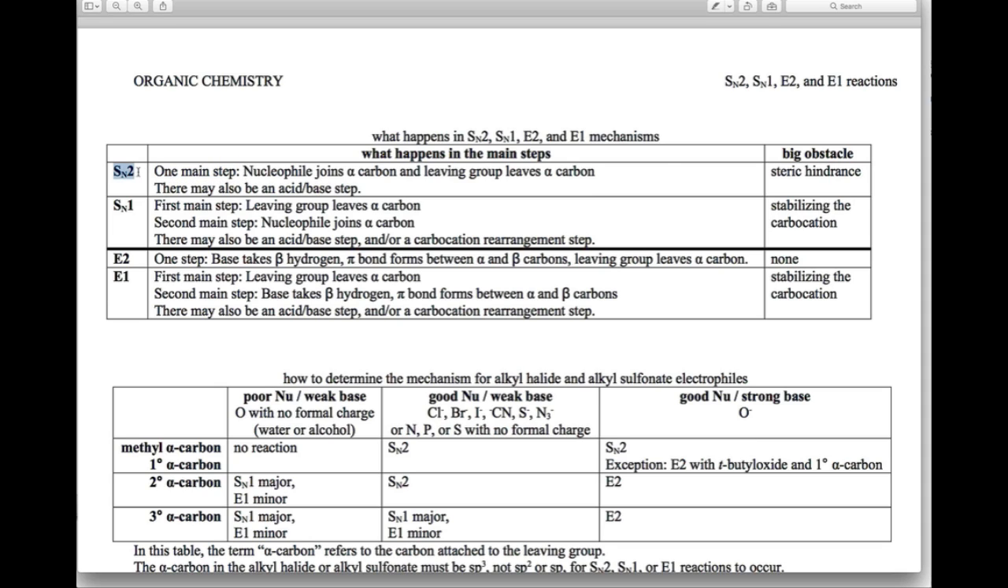And what happens in the main step of the SN2 reaction is this. The nucleophile joins the alpha carbon and the leaving group leaves the alpha carbon. So notice that means that really there's two things that happen in this one step. The two things that happen are that the nucleophile joins the alpha carbon and the leaving group leaves the alpha carbon. By the way, now you can start to see why we had to cover all that fundamental material about nucleophiles and leaving groups and alpha carbons before we were ready to start studying the specifics of an SN2 reaction.